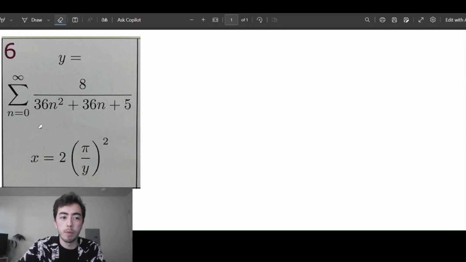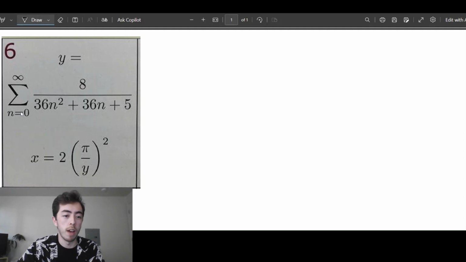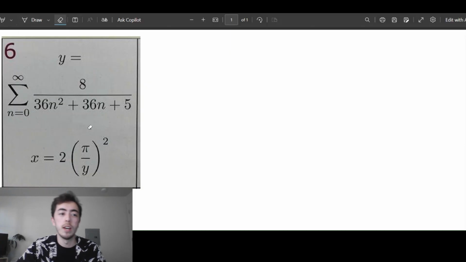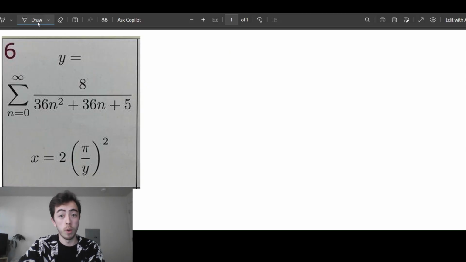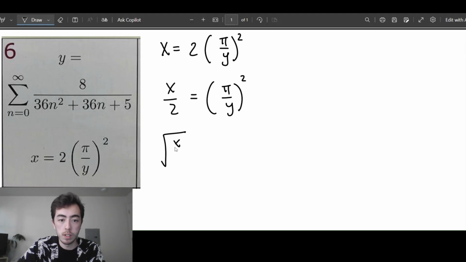Looks like the bulk of this problem is hiding in this sum right here. So for starters, I just want to unravel what's happening here so that I get some kind of equation y equals something. And that's ultimately how I'm going to confirm whether or not I'm right for today. So if we have x is equal to 2 times pi over y squared, I'm just going to do opposite operations. So I can divide the 2 to the other side. So I'll get x over 2 is equal to pi over y squared. I'm going to hit both sides with a square root. So then I'll get root x over 2 equals pi over y.